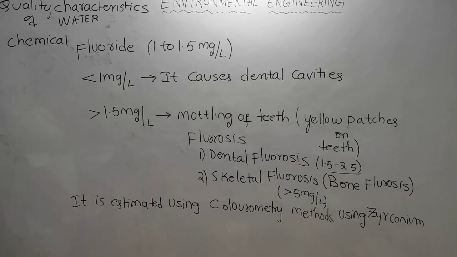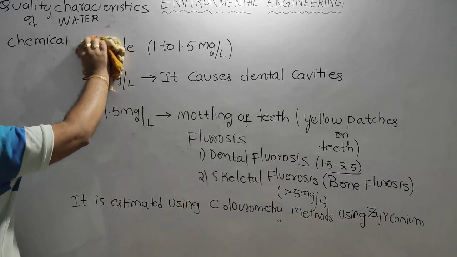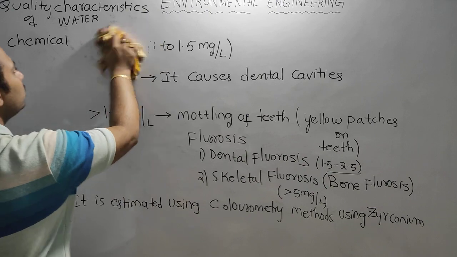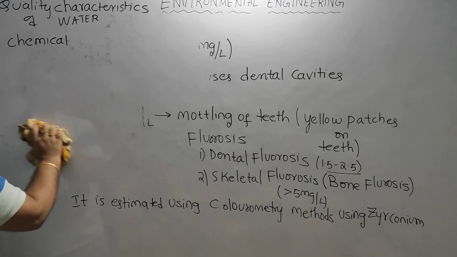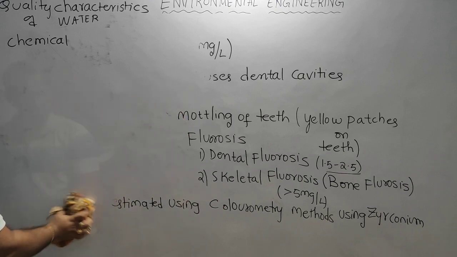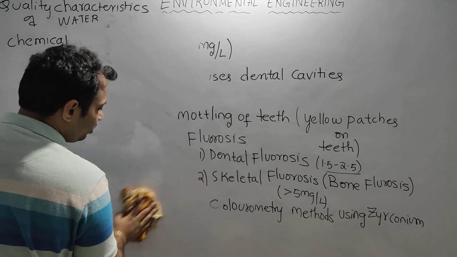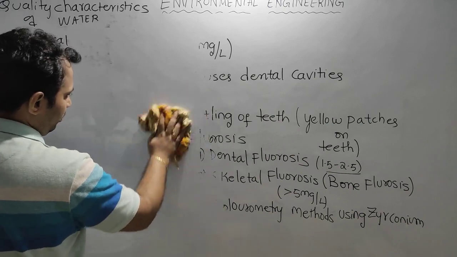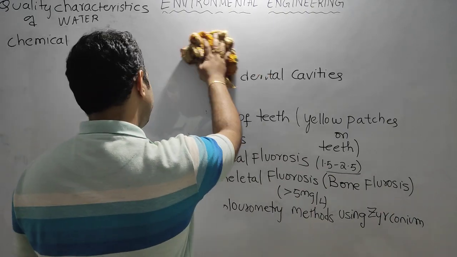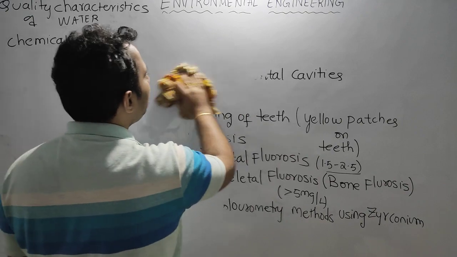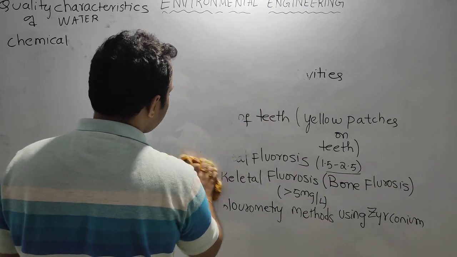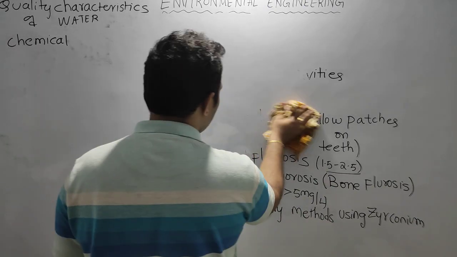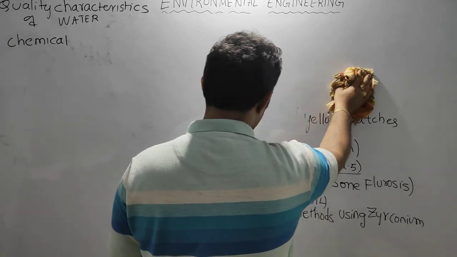Next is nitrates or nitrogen compounds: nitrate, ammonia, all those nitrogen compounds. Why is this nitrogen compound very important? If you go to sewage treatment, we will understand why. Whatever sewage you take, any biodegradable matter may contain two kinds of compounds. One is carbon compounds, another is nitrogen compounds.